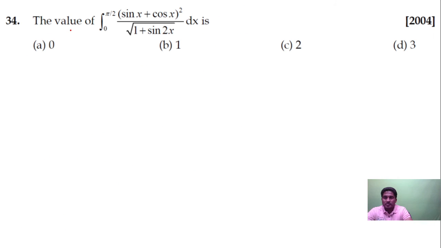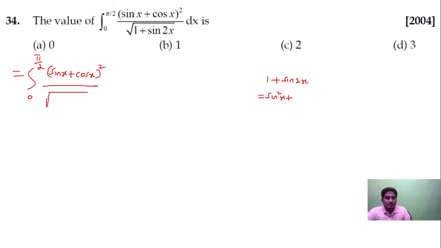This was asked in the comments as well. See, this is easy. This can be written as integration from 0 to pi by 2. Numerator will be equal to (sine plus cos) the whole square, upon root of 1 plus sine 2x. One can be written as sine square x plus cos square x. Sine 2x can be written as 2 sin x into cos x. So a square plus b square plus 2ab will be equal to (a plus b) the whole square. So this is (sine x plus cos x) the whole square.